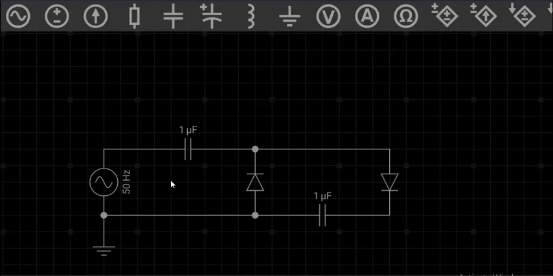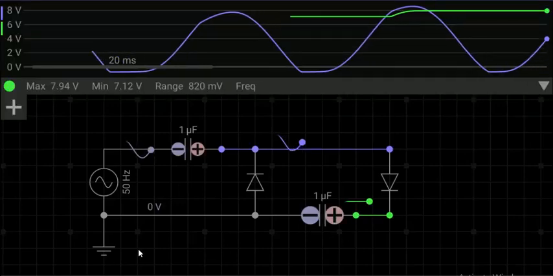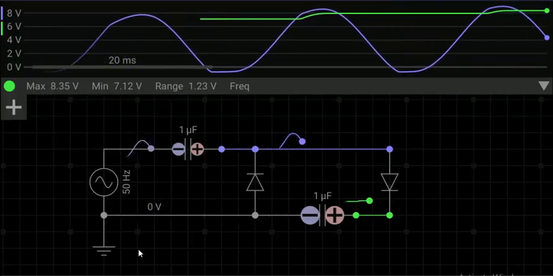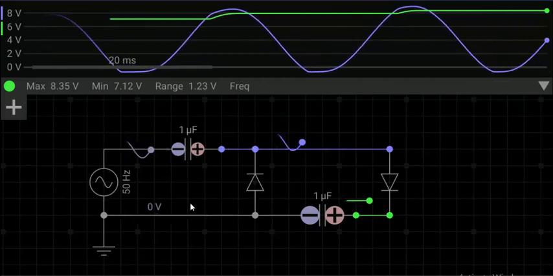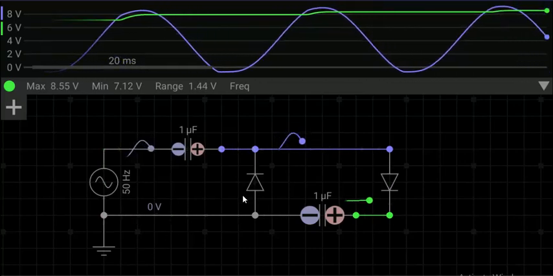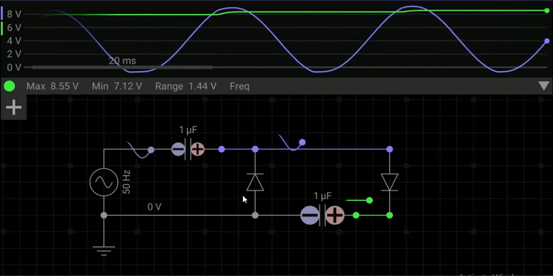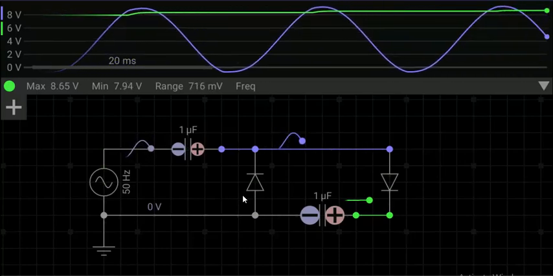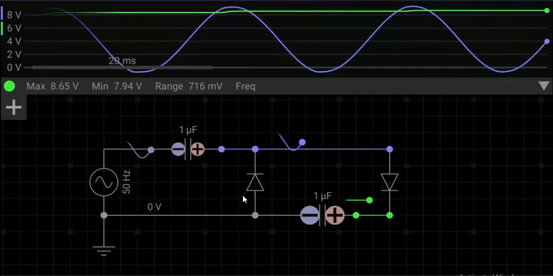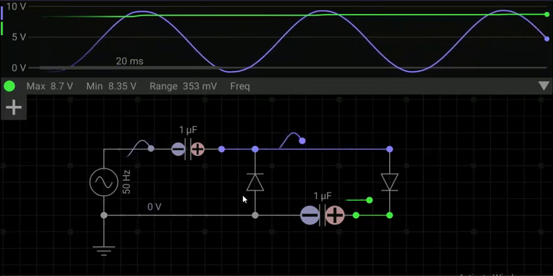Let us plot the voltage curves at capacitor 1 and at capacitor 2. We can see here that capacitor 1 charges during the positive half cycle and discharges in the negative half cycle. However, capacitor 2 stores the charge and is not able to discharge due to the diode.